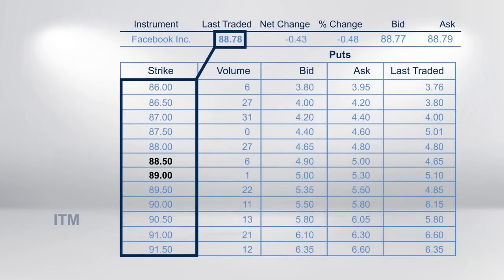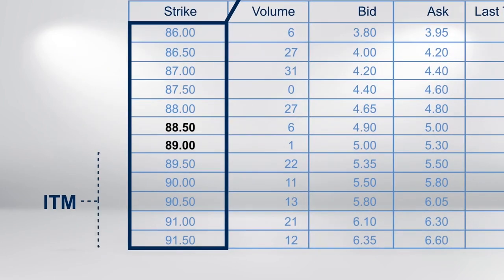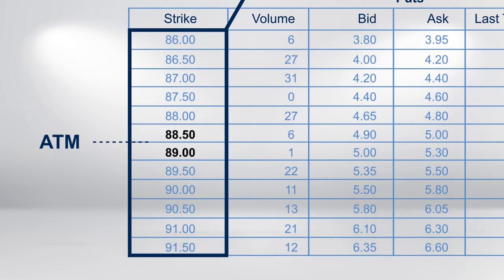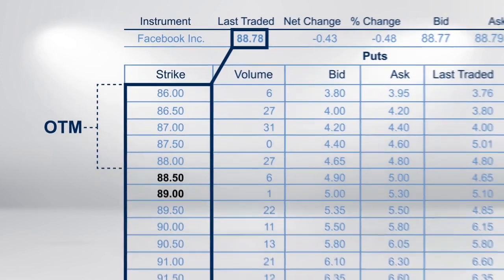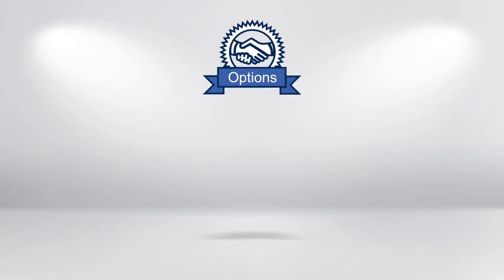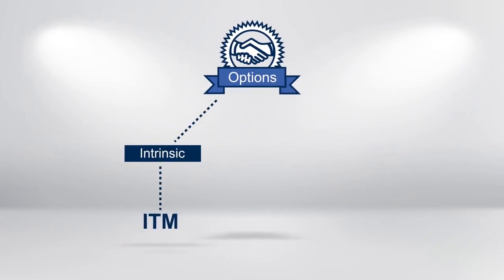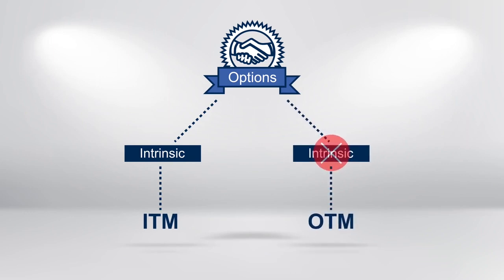A put is considered in the money when the strike price is greater than the stock price. At the money, when the strike price is equal to the stock price. And out of the money, when the strike price is less than the stock price. You may note that options with intrinsic value are considered ITM, while options with no intrinsic value are OTM.